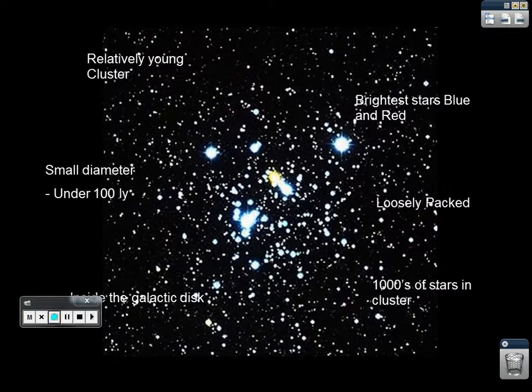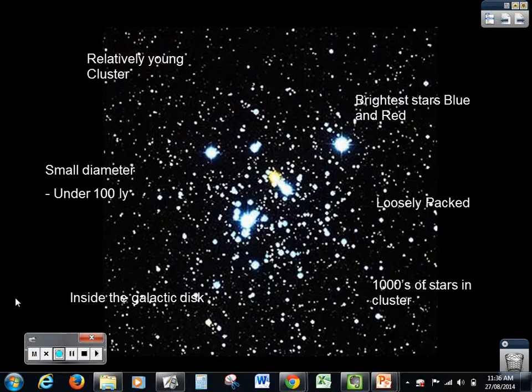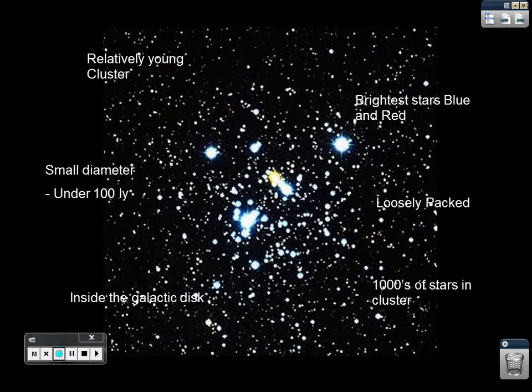One more time. First thing we've got to remember about galactic clusters is that they are inside the galaxy. So they're inside the galactic disk. They're young because they have to have formed after our galaxy has formed. They are small diameter because they're forming from a gas cloud within our own galaxy. The Pleiades is an example of this.